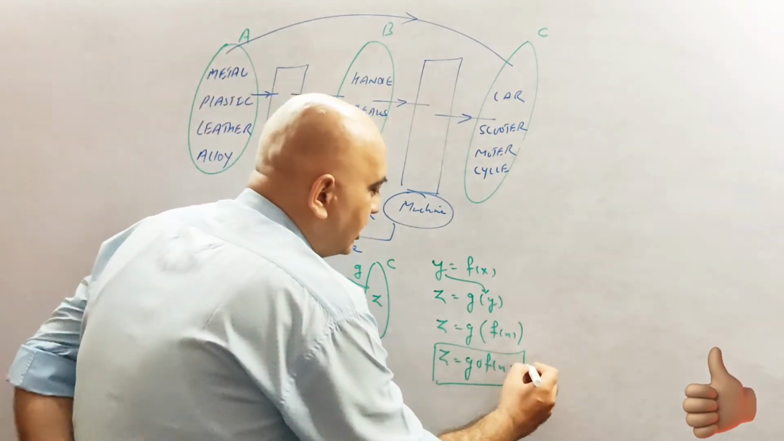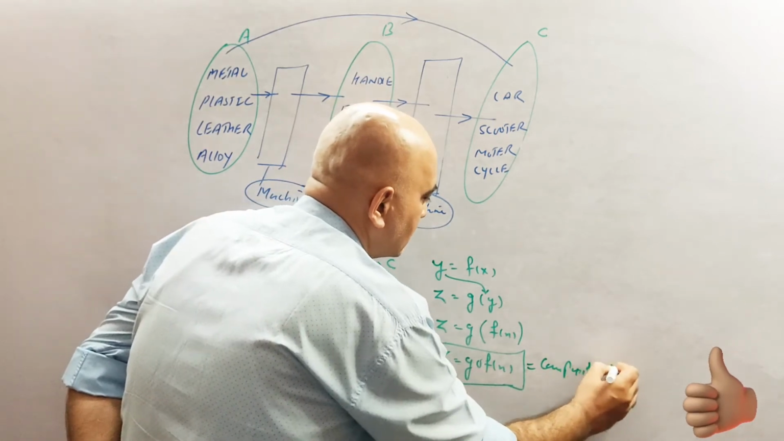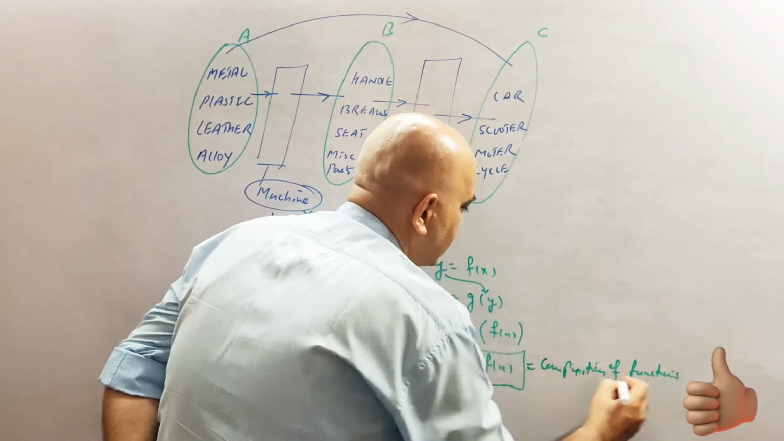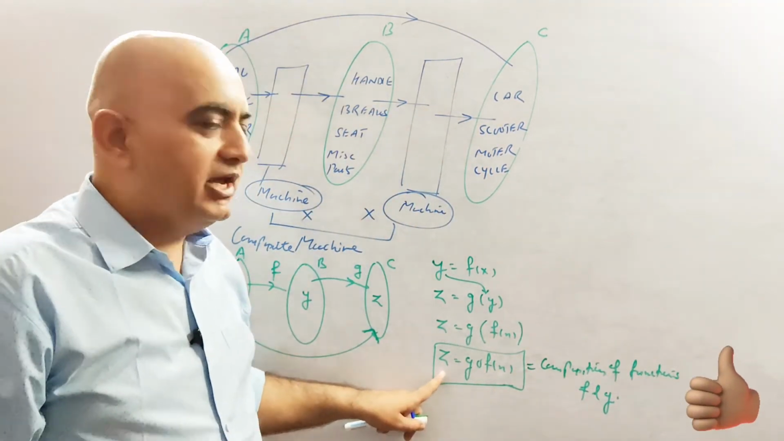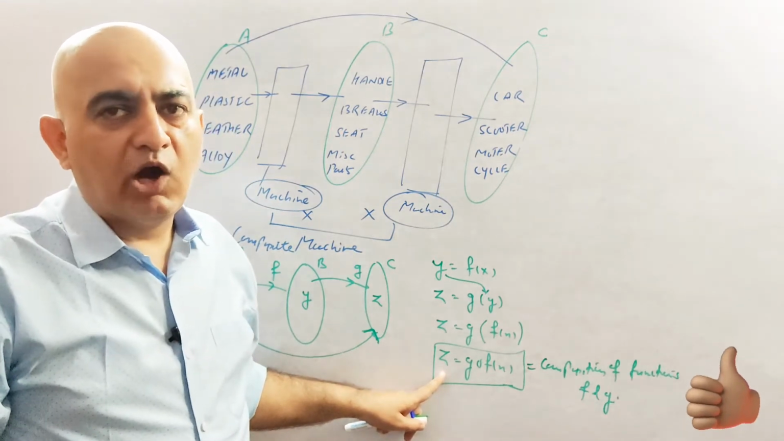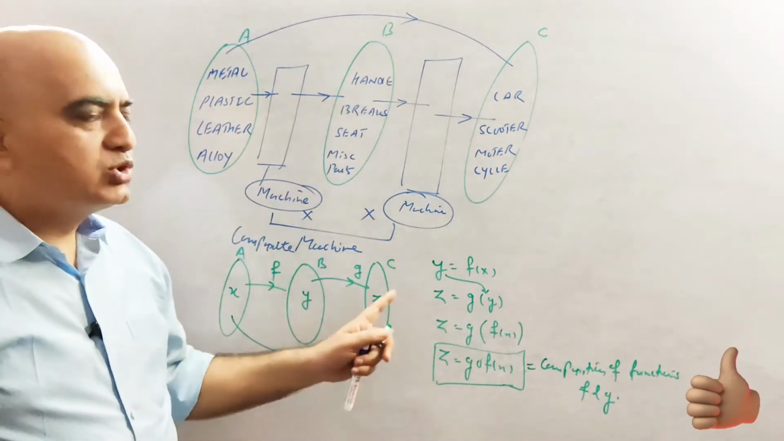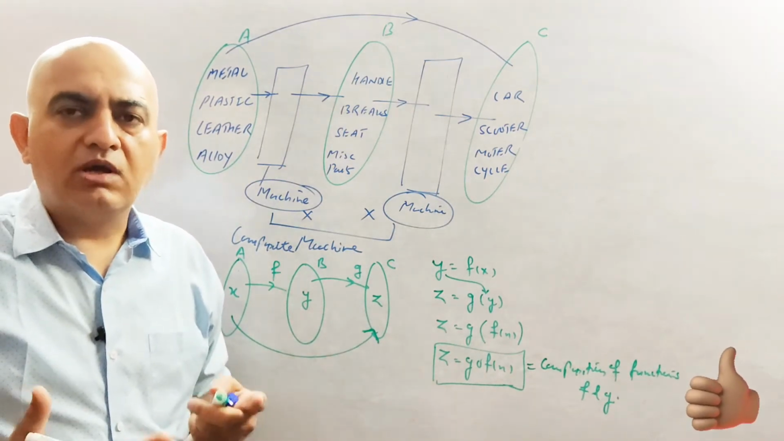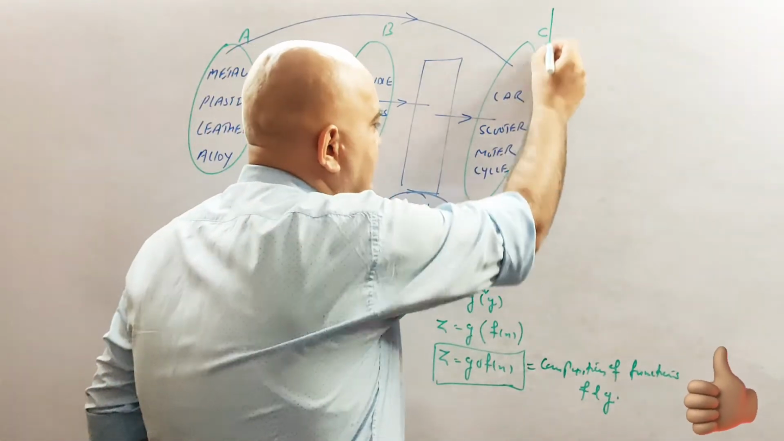So we can say it is the composition of functions f and g, which is represented by z, and z is our output variable. So we can understand by using these two concepts what is a composition of the mappings or composition of the functions. Now we are taking some example.